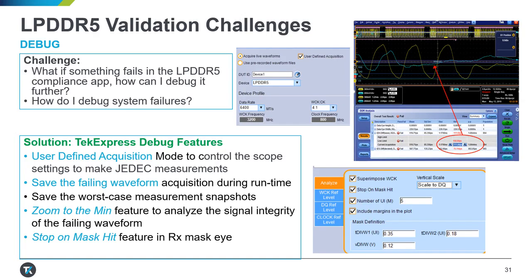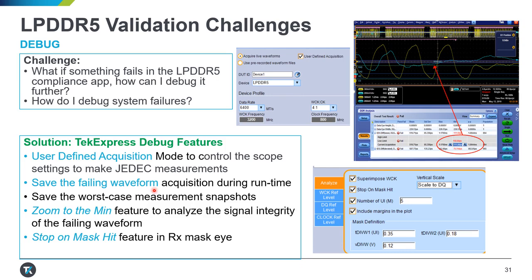The first one is the user-defined acquisition mode, which you can see right here in our compliance app. This is a highly advanced mode, and what it does is put the control back in the hands of the user, where it should have been to begin with. It allows the user to customize the scope settings like bandwidth, record length, sample rate, the horizontal and vertical scales, and a lot more. We also have a new feature which allows you to save the waveform during runtime.